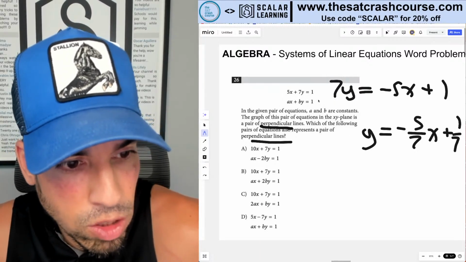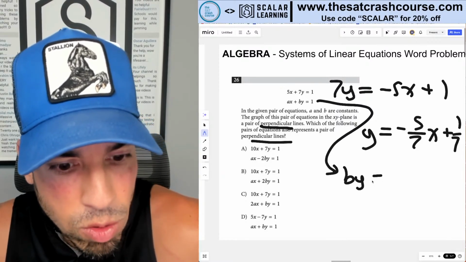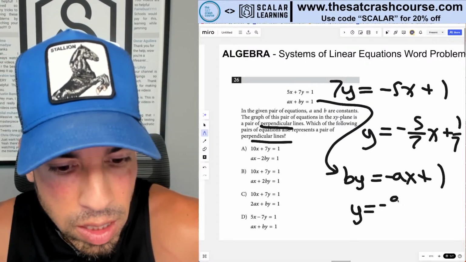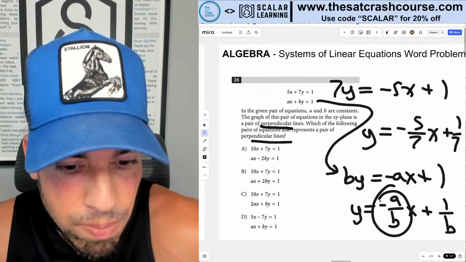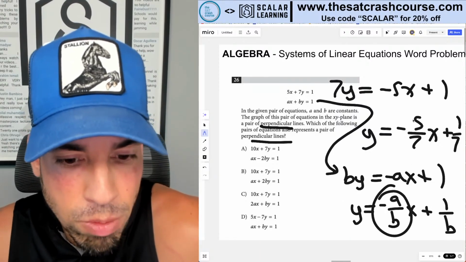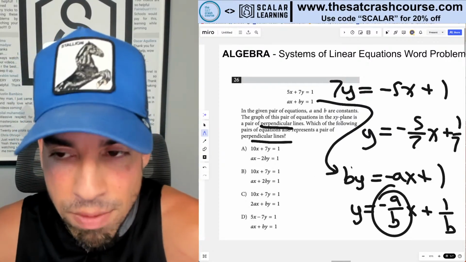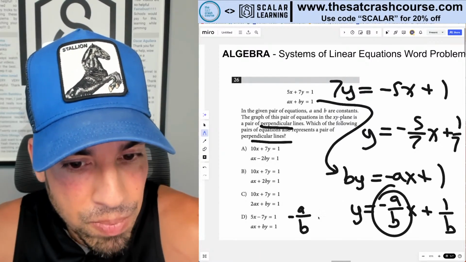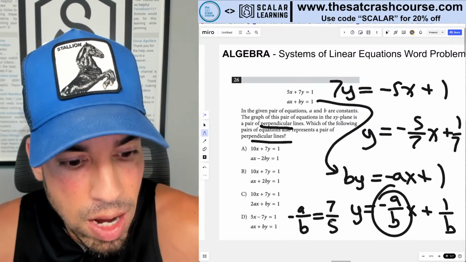So I'll put this into slope-intercept form. So check it out. We have by equals negative ax plus 1, divided by b, y equals negative a over b x plus 1 over b. But here's the key, right? Negative a over b should be the opposite reciprocal of negative 5/7. That's how we have perpendicular slopes, right? So negative a over b is equal to the opposite reciprocal, which is 7 over 5, okay?